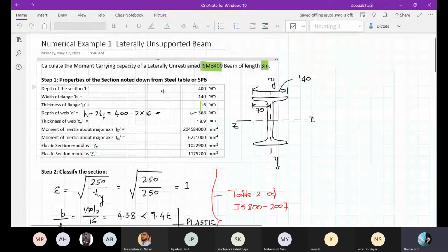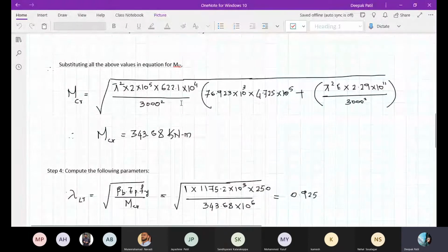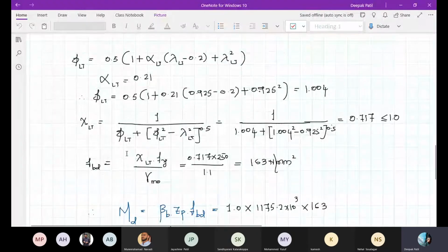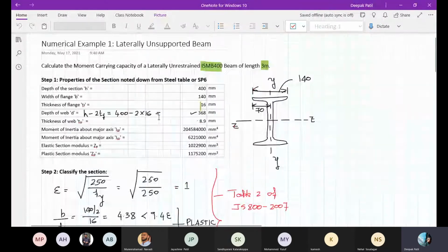If the beam is laterally restrained, the procedure is a little bit different. I mean to say, the elastic critical moment does not come into the picture. Directly we have to calculate the design moment capacity. So we started with this simple type of problem where the section and the length of the beam are given to you, and you have to calculate the design moment capacity of that beam.